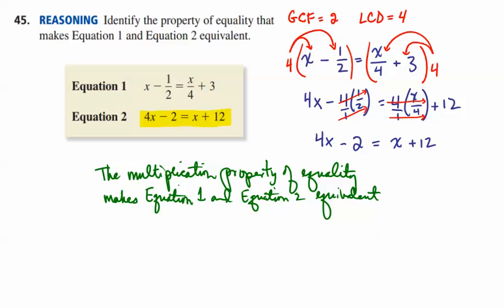And again, what does it mean that two equations are equivalent? It means that they share the same solution or solutions. And so x minus 1 half equals x over 4 plus 3 has the same solution as the equation 4x minus 2 is equal to x plus 12.